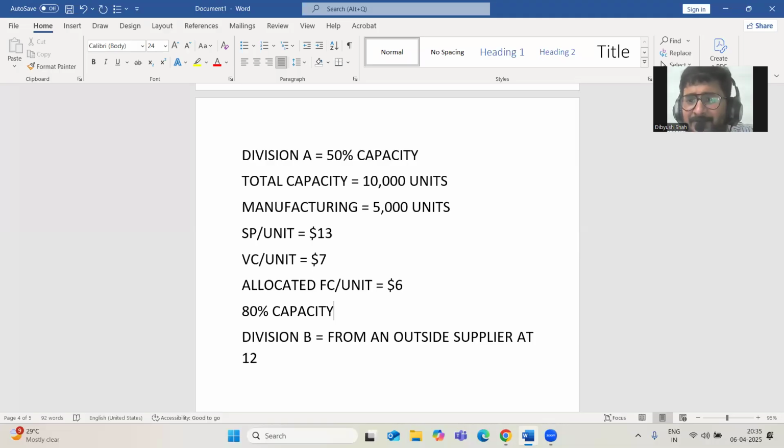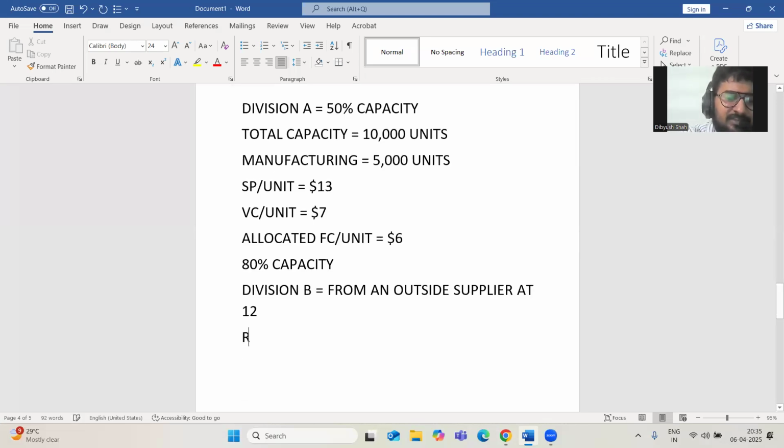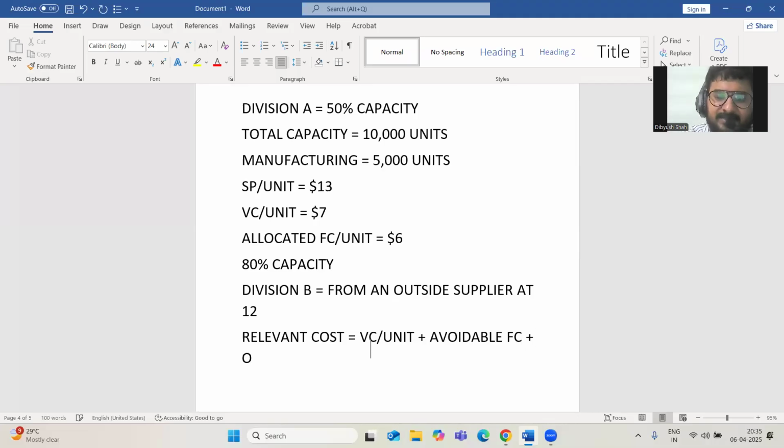So no additional fixed cost will be incurred. And they are asking what is the minimum price given this situation. The minimum transfer price is always the relevant cost. Relevant cost always says variable cost per unit of manufacturing plus any avoidable fixed cost plus any opportunity cost.